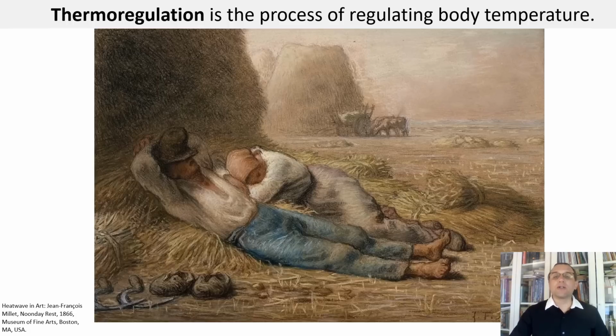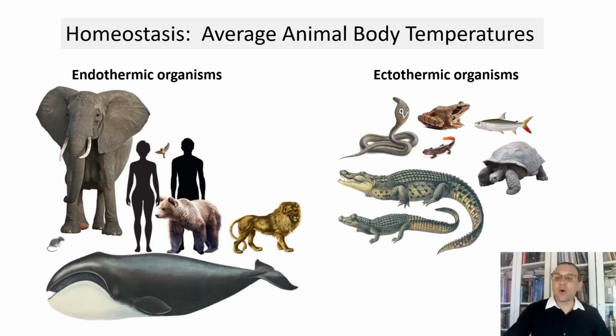Thermoregulation is the process of regulating body temperature, which is a major part of homeostasis. There are two ways to regulate body temperature. One way is to regulate temperature within its body on its own, and the other way is to rely on the external environment to regulate body temperature, both to stay warm and to avoid becoming overheated. That is why there are two different types of organisms: endothermic organisms and ectothermic organisms.